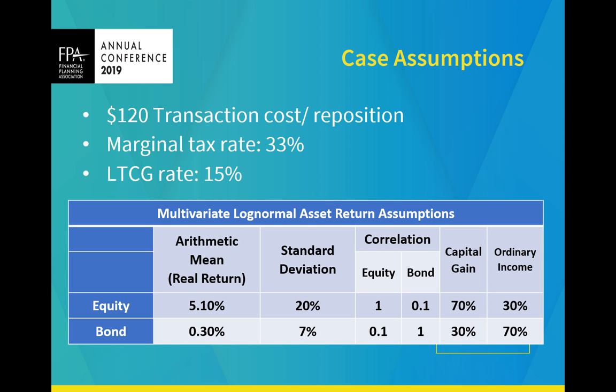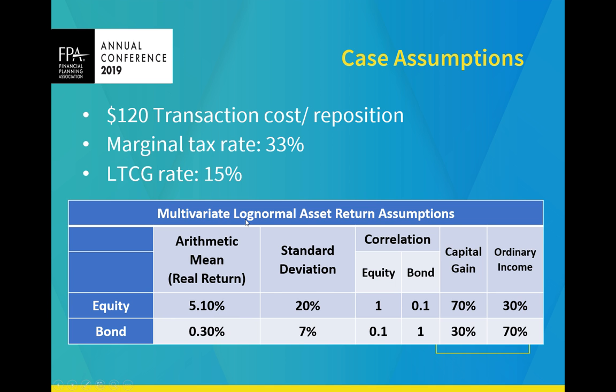Regarding the 120 transaction cost, whenever you have a rebalancing, we assume it's 120 transaction cost in two ways. Whenever you sell, it's 120, and when you buy, it's another 120. We have a marginal tax rate assumption of 33%, and also a capital gain rate of 15%.